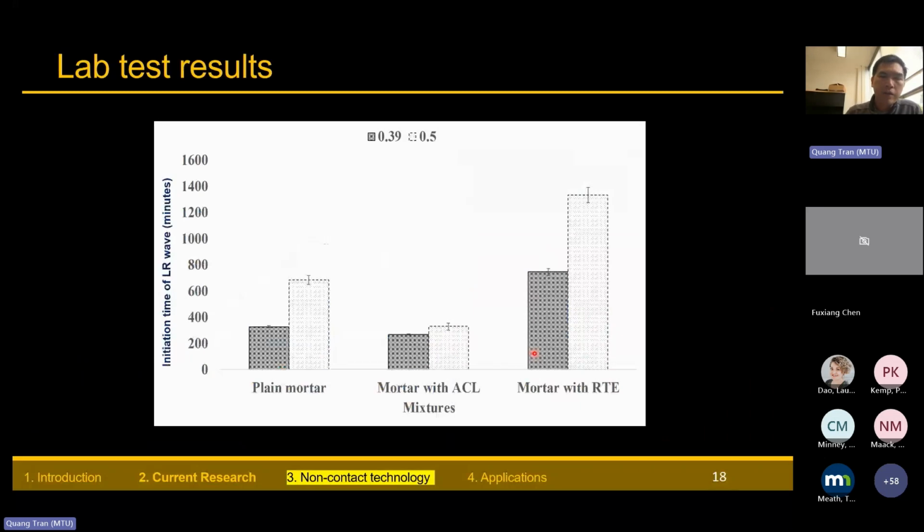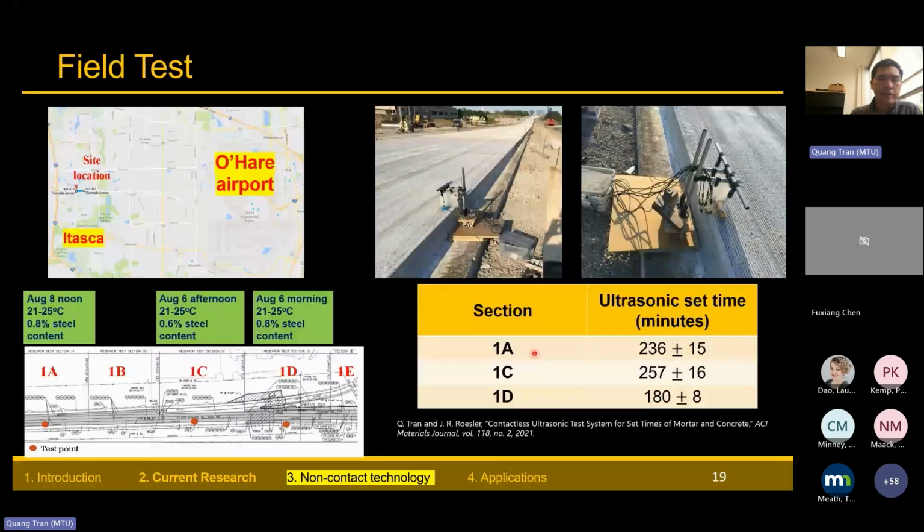And then finally, after we ran many tests in the lab, we tried to use the technique to see how it is going to work in the field. One of the projects that we tried is the CRCP pavement in Itasca, near Chicago. This pavement includes 5 sections, and we chose to test only 3 sections, which are 1A, 1C, and 1D. All the sections have the same mix design.